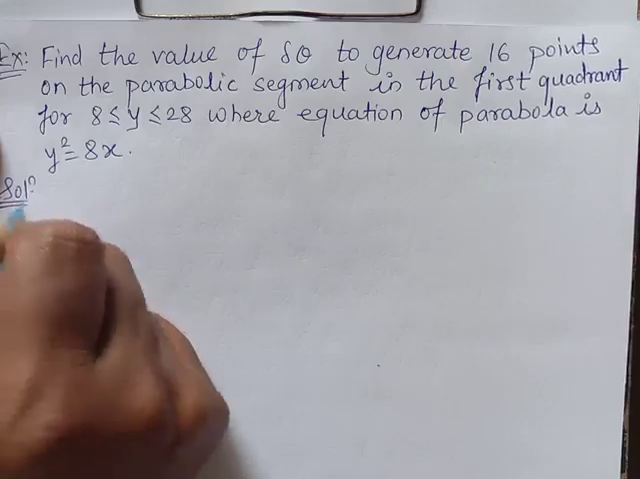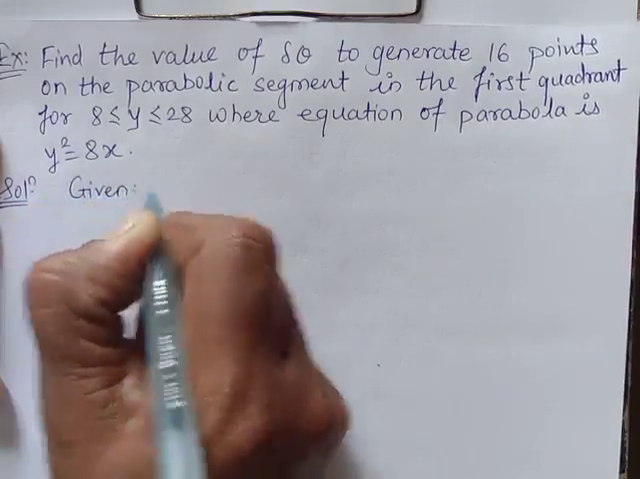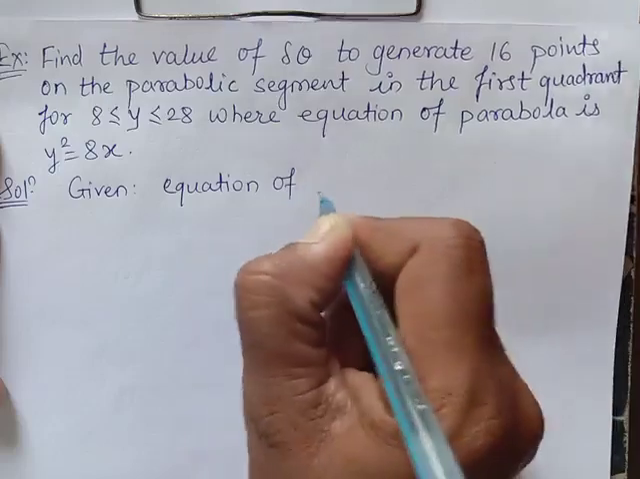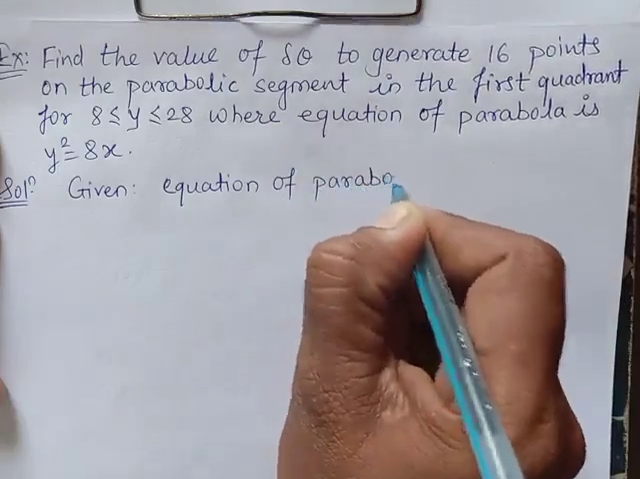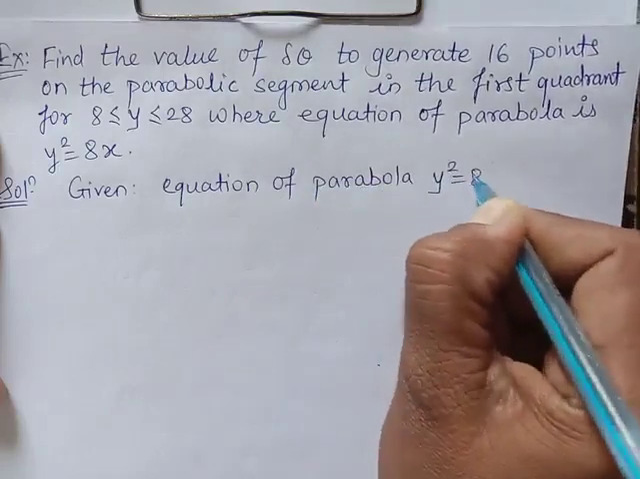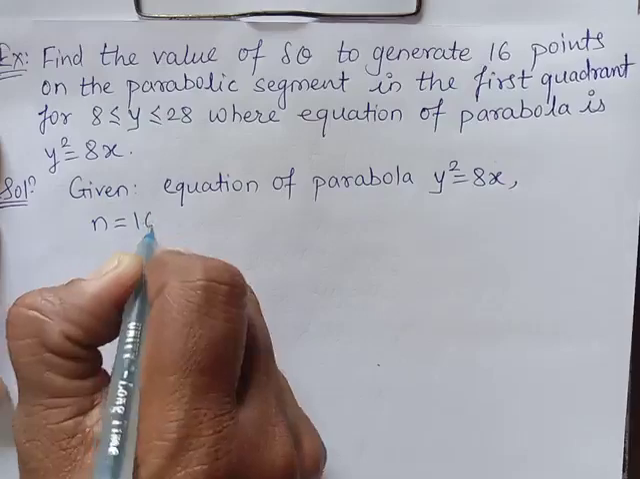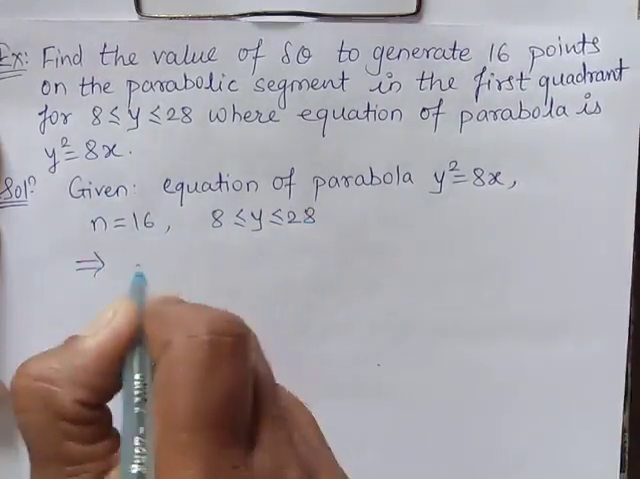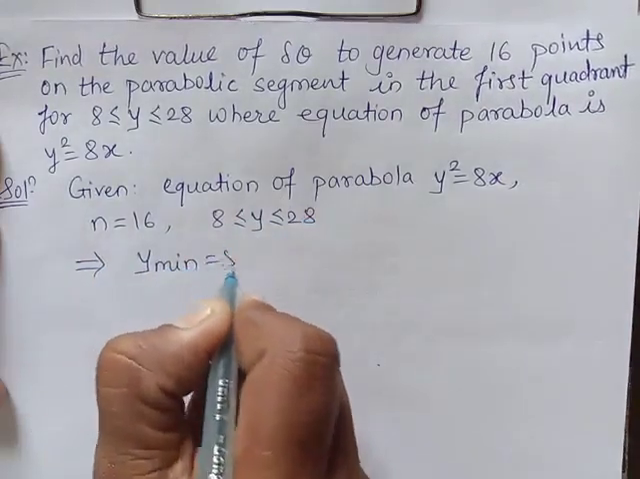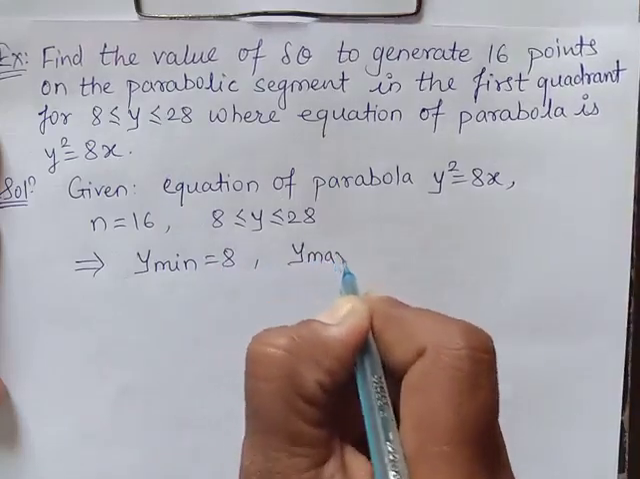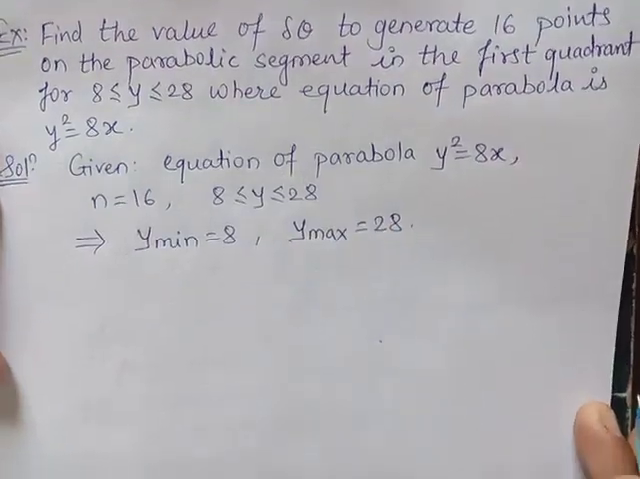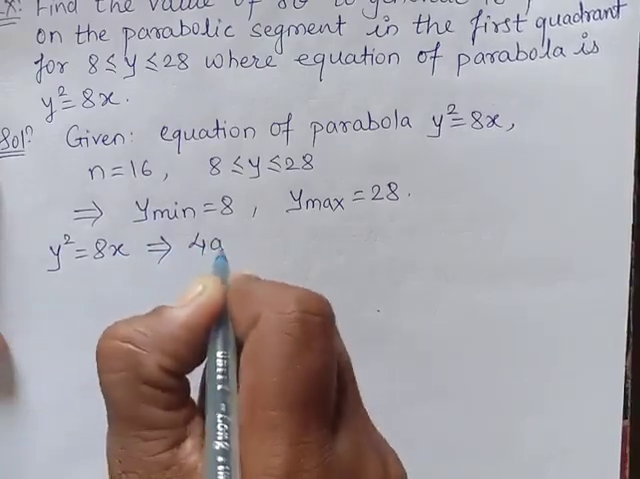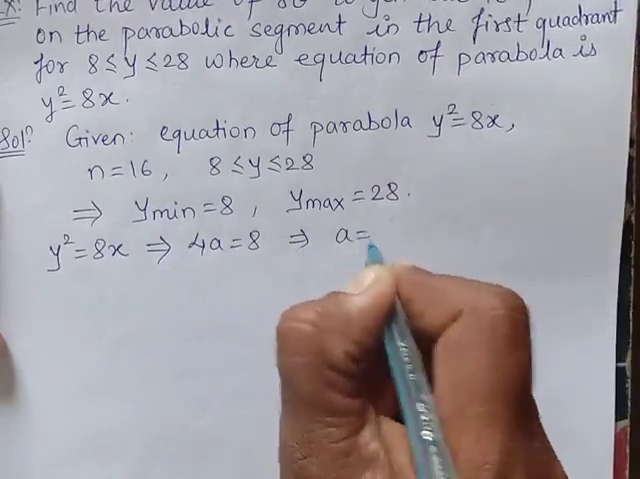Solution: given the equation of parabola y² = 8x, n = 16, 8 ≤ y ≤ 28 gives y minimum equal to 8, y maximum equal to 28. y² = 8x will give us 4a = 8, that is a equal to what? 2.